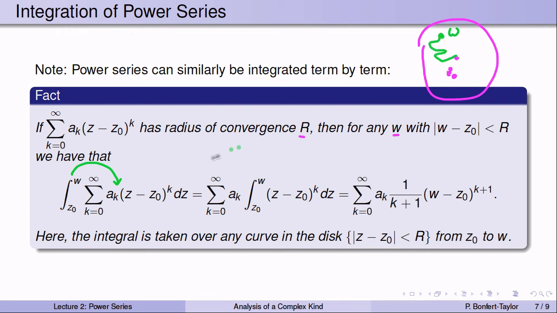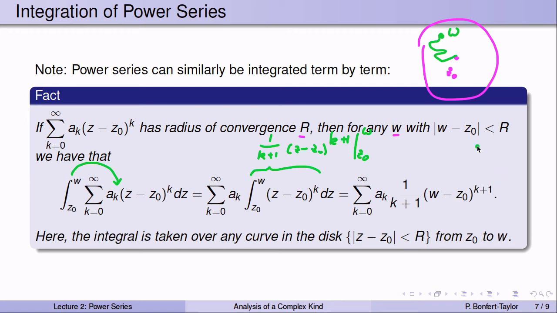It doesn't matter which path I choose, the integral will always give you the same value, because we're talking about an analytic function in a disk. I can actually evaluate this. I have an antiderivative for z minus z0 to the k, namely 1 over k plus 1 times z minus z0 to the k plus 1. And then you need to evaluate that from z0 to w. When I do that, when I plug in z0, it's nothing. When I plug in w, I get 1 over k plus 1 times w minus z0 to the k plus 1.